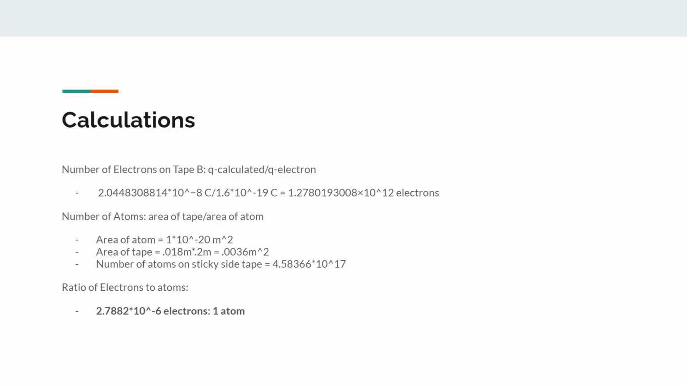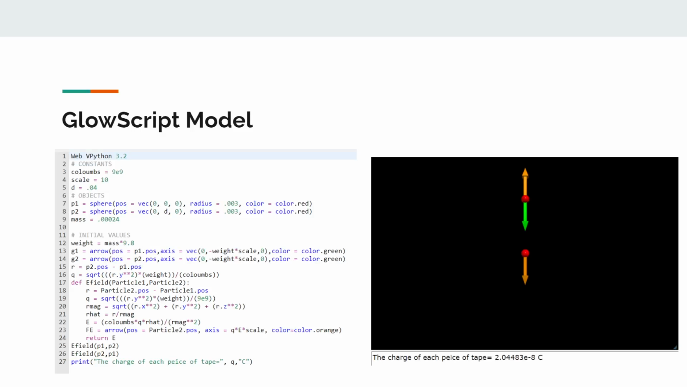And then using the area of the tape, which is determined by the length and the width in the previous slide, we find that the number of atoms on one side of tape is roughly 4.6e17 atoms. So we take the ratio of that and we get 2.788e-6 electrons to one atom, indicating that there's much more protons, indicating a positive charge.